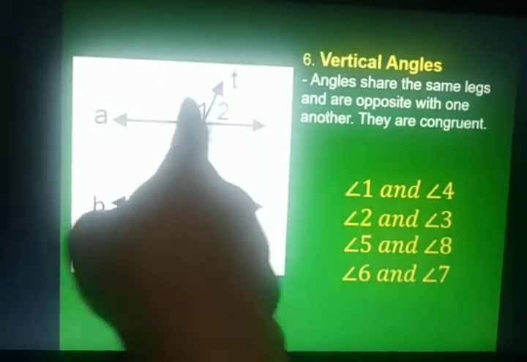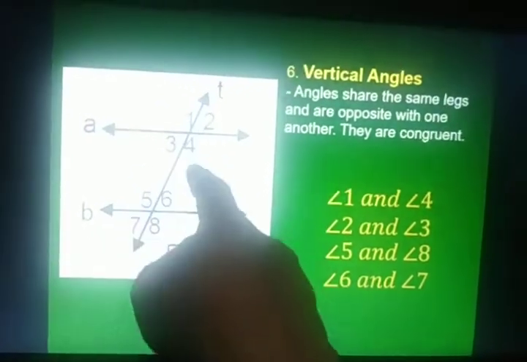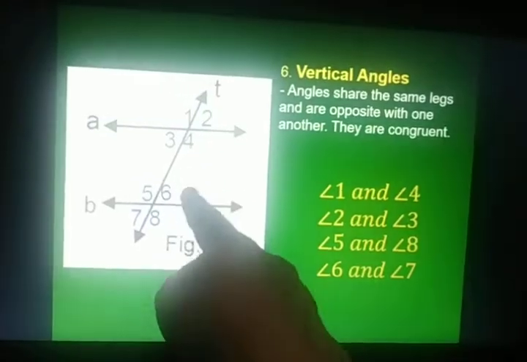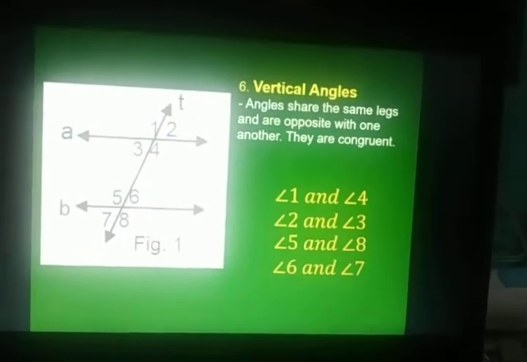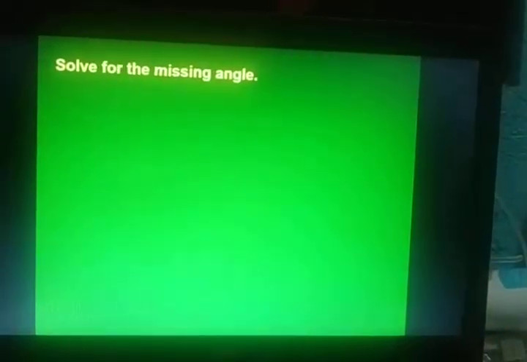Next, we have 2 and 3. Duga pa x bala, opposite sila. Okay, vertical angles: angle 1 and 4, angle 2 and 3, angle 5 and 8, angle 6 and 7. And they are paired because they are congruent. Okay, so let me have one example for solving for the missing angle.